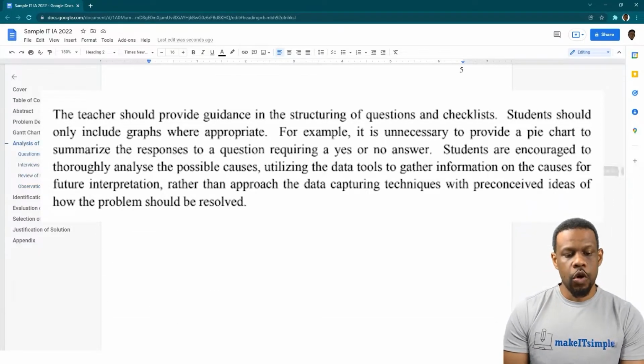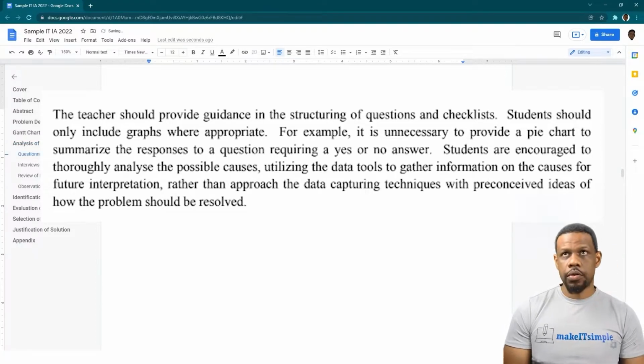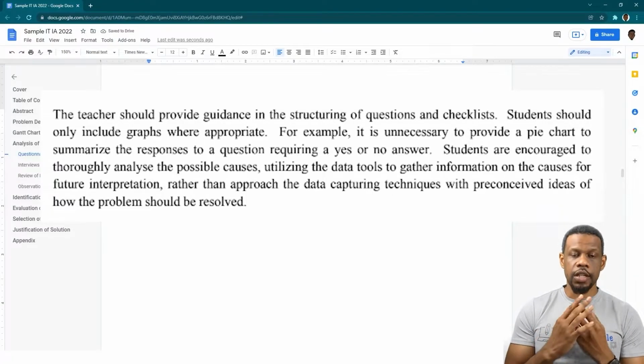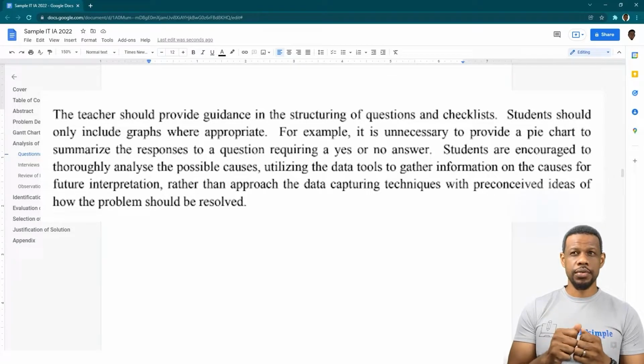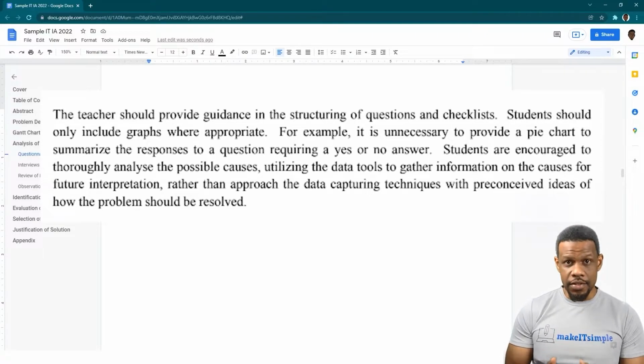So questionnaire. What you want to do for your questionnaire is create a set of questions that are going to collect data. The whole point of the analysis of the problem is that you want to get as much information as possible that points to the fact that there is an issue. If you can't point to the fact that there is an issue, then you can't come up with a solution.